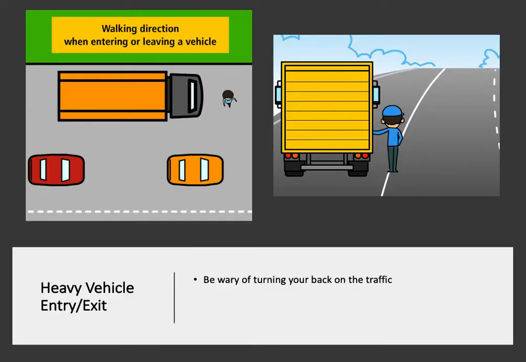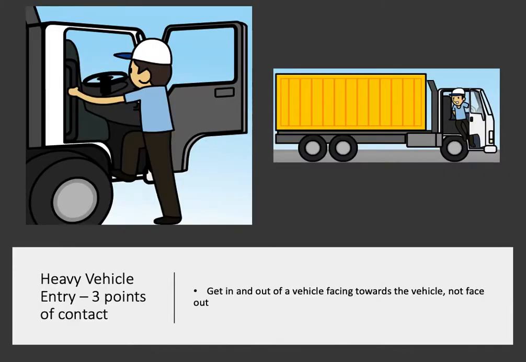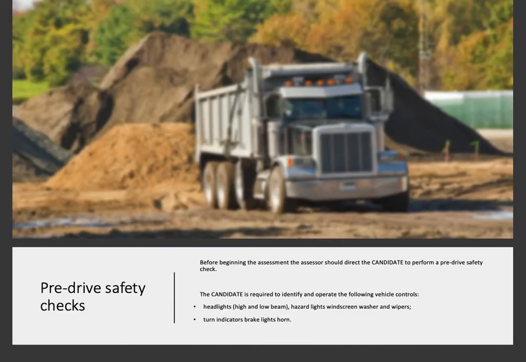Also be wary about moving around the vehicle. We can see here the driver moving around the vehicle. Be wary of turning your back on the traffic. Three points of contact: heavy vehicle drivers need to use three points of contact when getting in and out of vehicles. We can see the driver on the right is getting out in the incorrect manner. They are facing the road and could trip or get their foot caught and go face first onto the road.